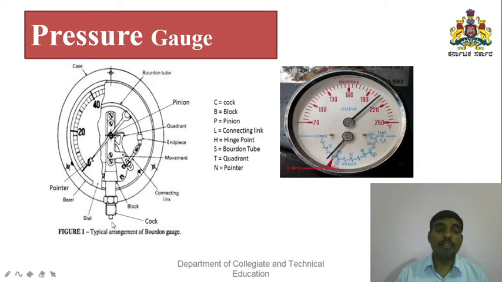When the steam pressure flows inside this tube, it is connected to the end of the Bourdon tube, which is hinged at one end and open at the other end. So when it moves, the Bourdon tube will deflect.